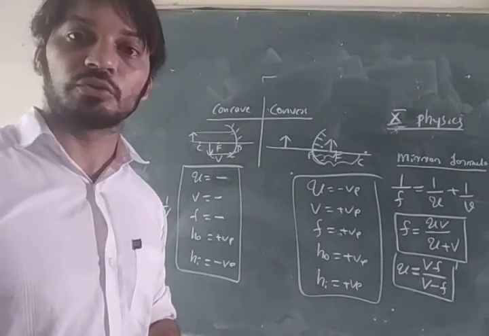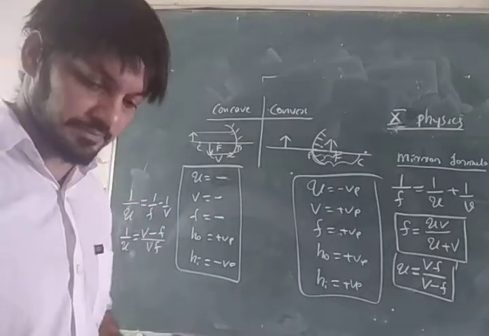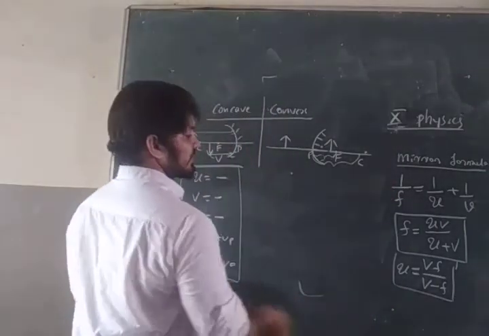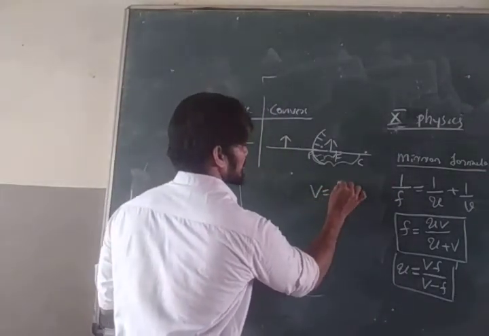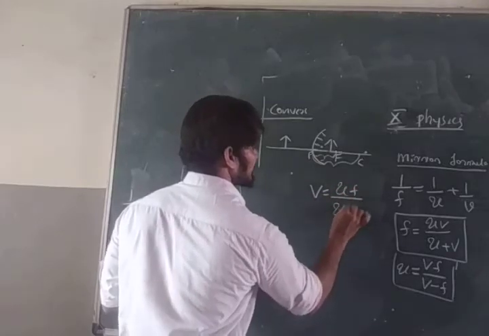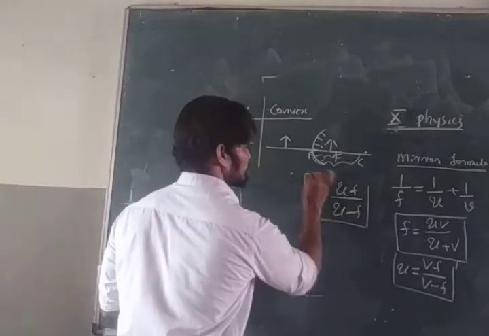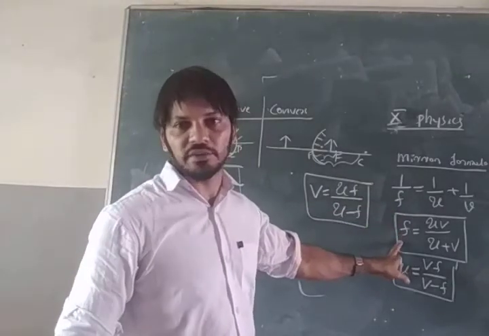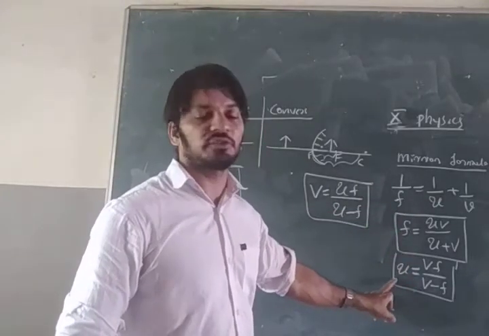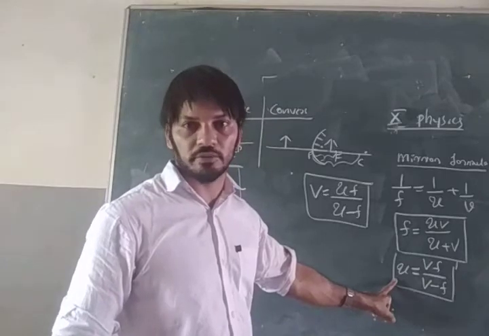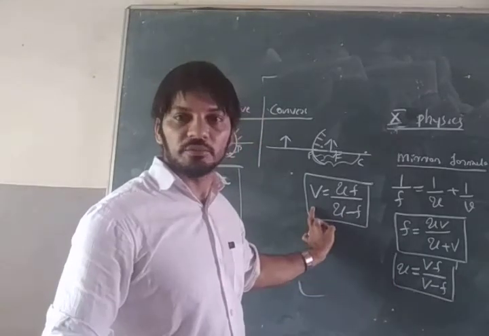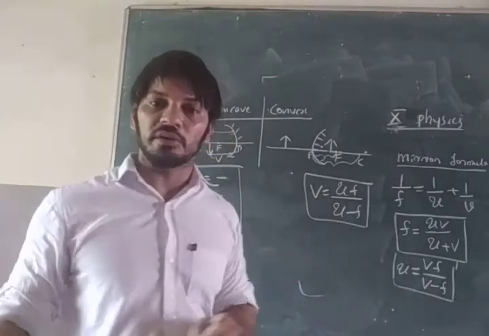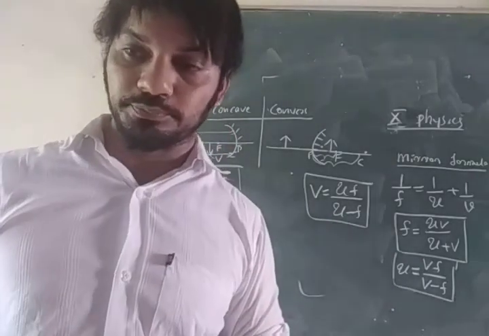Similarly, how to find V? V is equal to UF by U minus F. This is the mirror formula. This is the focal length finding formula. This is the formula for the distance between the object and mirror. This is the formula for the distance between mirror and image. And one more is there: magnification finding.